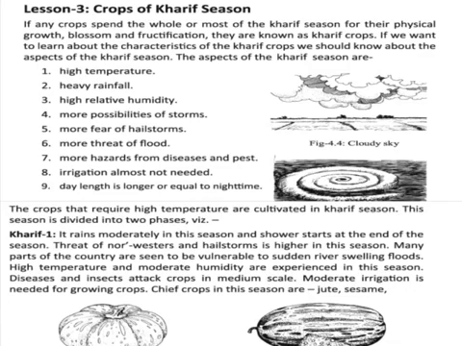High, hot temperature and moderate humidity, with decent moisture in the air, are experienced in the season. Disease and insects attack the crops on a medium scale. Moderate irrigation is needed for growing crops. And suddenly we will see 10 or 15 days with no rain, and at that time we need irrigation. The seed crops in this season are jute and sesame.